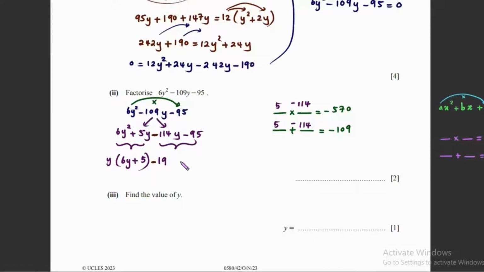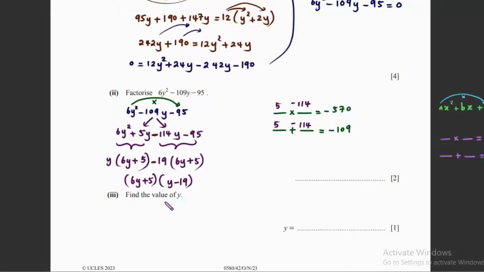And then I have 19, and I will have the same terms inside the first bracket here as well, 6y plus 5. So then I can write the terms inside the brackets once, and the terms outside the brackets I can combine and put into the next bracket. So this will be what I get. This is the answer that I get when we factorize 6y squared minus 109y minus 95.